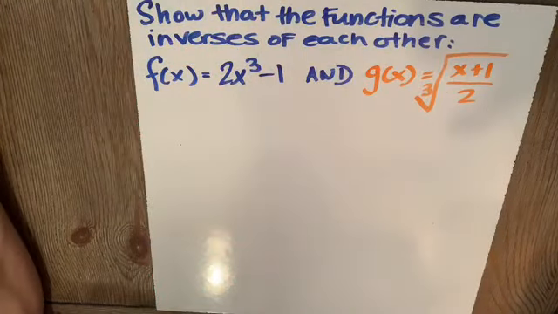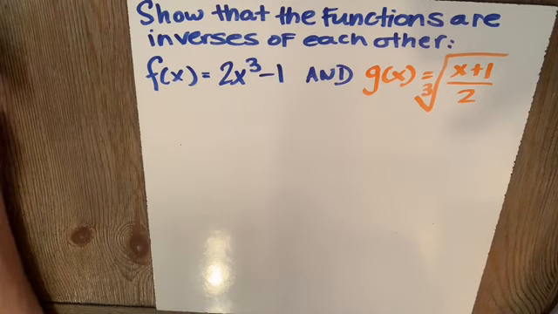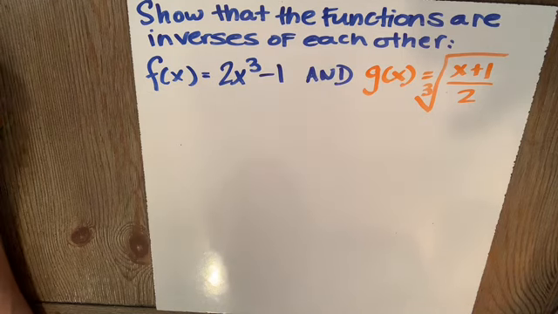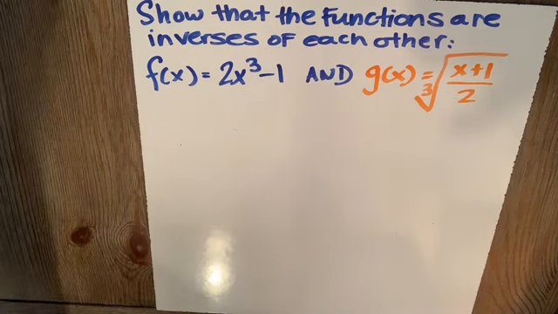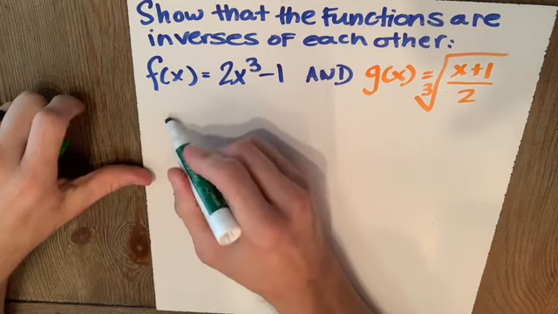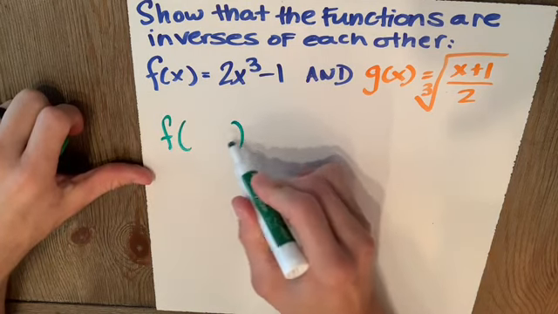In this example, we're asked to show that these functions are, in fact, inverses of each other. Remember, show means we have to show that f of g of x is equal to x and g of f of x equals x. As Mrs. Venn told me one time, have you ever seen one that works out and the other doesn't work out? So you have to choose f of g of x or g of f of x. It doesn't matter. So let's consider f of g of x.